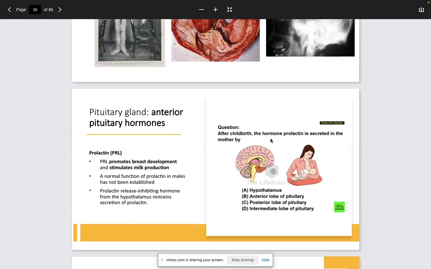After childbirth, the hormone prolactin is secreted in the mother by, is it the hypothalamus, the anterior lobe of the pituitary, the posterior lobe of the pituitary, or is it the intermediate gland? Give you guys just a few seconds. You can see here on the slide it says anterior pituitary, right? The anterior lobe of the pituitary.